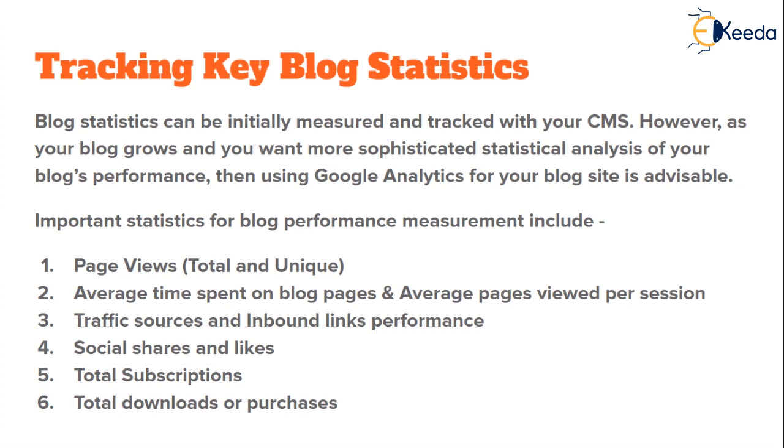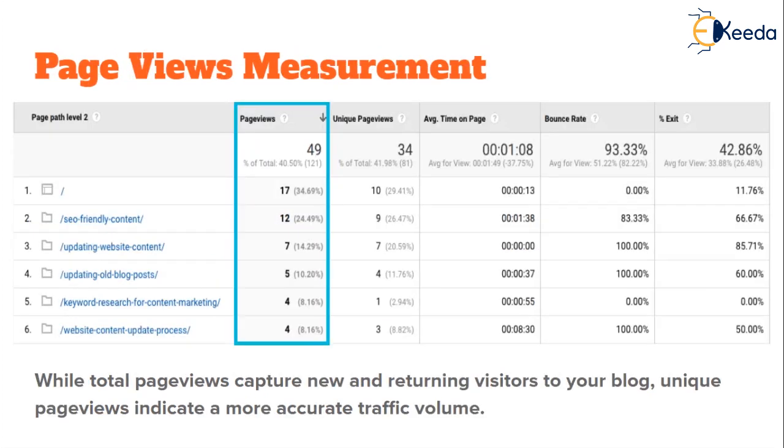How their measurement looks like in a typical Google Analytics report. So here is the first report, which is the page view measurement. As you can see within the same report itself, Google Analytics can present to you page views and average time on page, as well as average pages visited per session. What you need to focus here is total page views and unique page views.